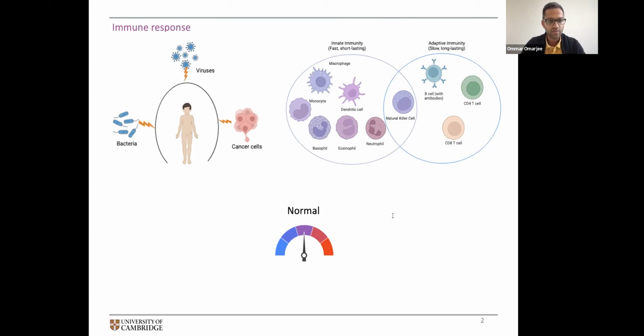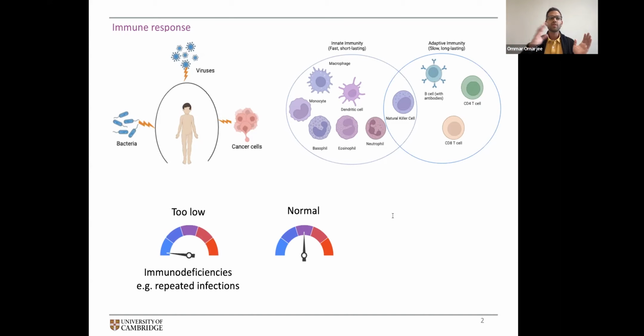But there are cases, for example, where the immune response is too low, not efficient enough to be able to fight the pathogen. So in this case, we talk about immunodeficiencies, an immune system which is deficient. And in this case, we can have repeated infections or even a pathogen which in most cases is not harmful for the body, but in this situation will be harmful for the patient.